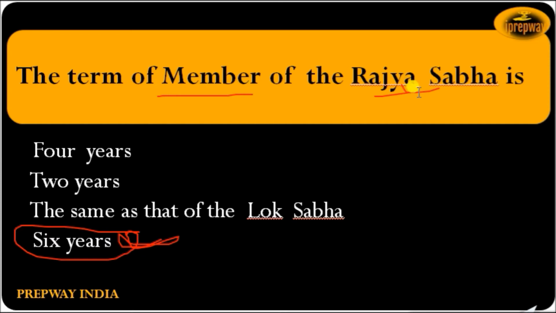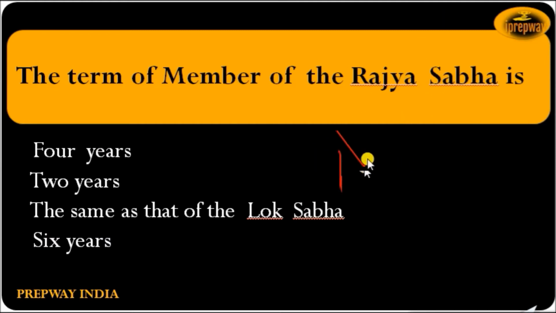One thing here is that Rajya Sabha is a permanent body. There is no dissolution of Rajya Sabha. So Rajya Sabha is a permanent body, and 6 years is the right answer.